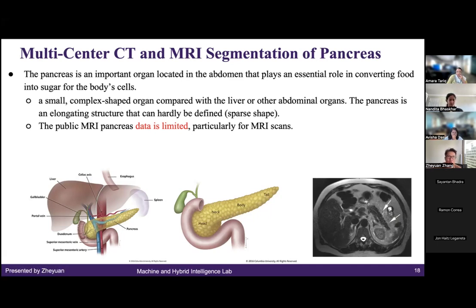Another challenging thing is that the publicly available MRI datasets are very limited. Actually, before our study, there were no publicly available datasets.